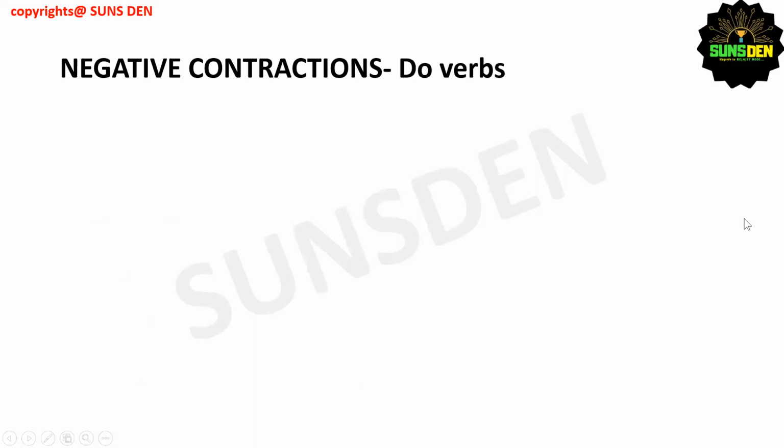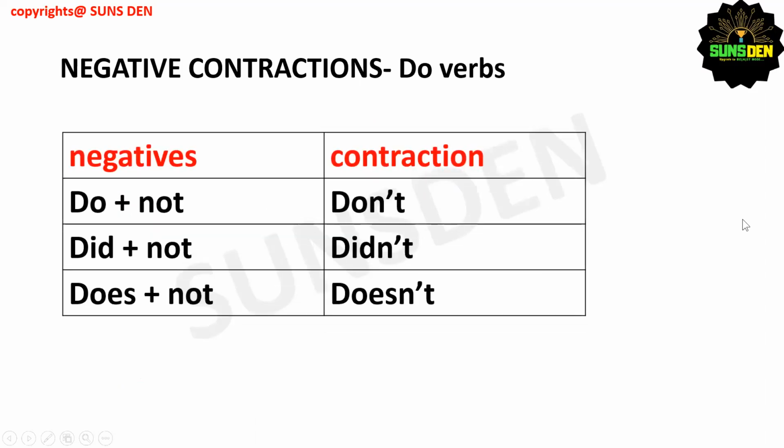Moving down, we have negative contraction for do verbs. Now, why am I not talking about do verbs' positive contraction? Because do verbs don't have any positive contraction. So whenever a do verb comes, when it is getting its negative form, that's when the contraction happens. Do plus not gives you do not, and that gets contracted into don't. Did plus not, did not, gets contracted into didn't. Does plus not gets contracted into doesn't.